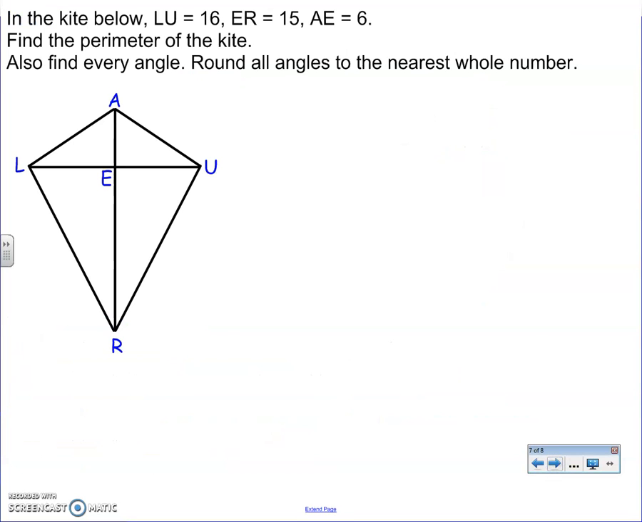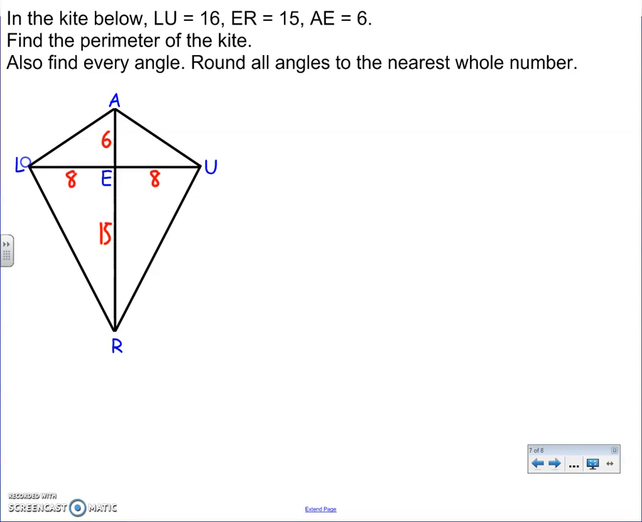In the kite below, L to U is 16. So L to U is this entire side. But that's the shorter diagonal. It's bisected, so half of 16 is 8. So I can say, oh, this is 8 and this is 8. All right, E to R is 15. This is 15. And A to E is 6. All right, find the perimeter of the kite.